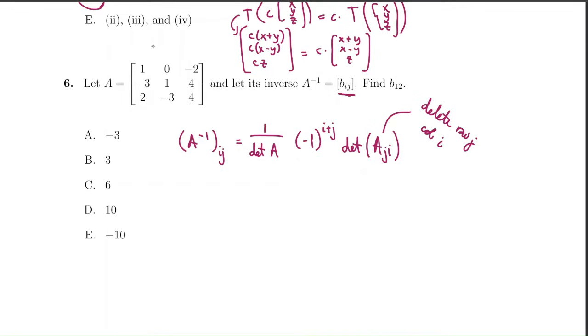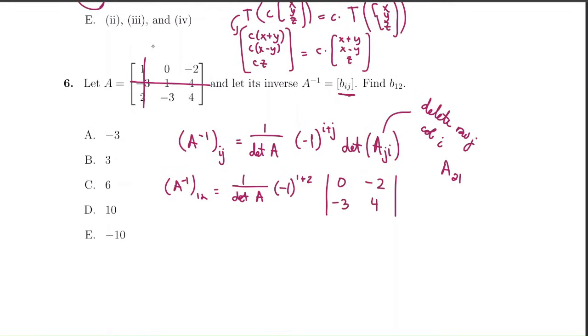Let's start. First we want A inverse at 1, 2. So you need to find the determinant of A times -1 to the 1 plus 2 times the determinant of A when we delete the second row and the first column. In this case, our A j i is going to be A 2,1. So the second row, delete it; first column, delete it. We now have 0, -2, -3, 4. And this is, again, the symbol for determinant. So we're going to find the determinant of this.